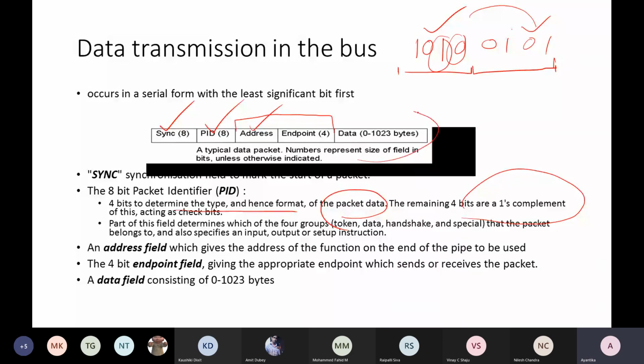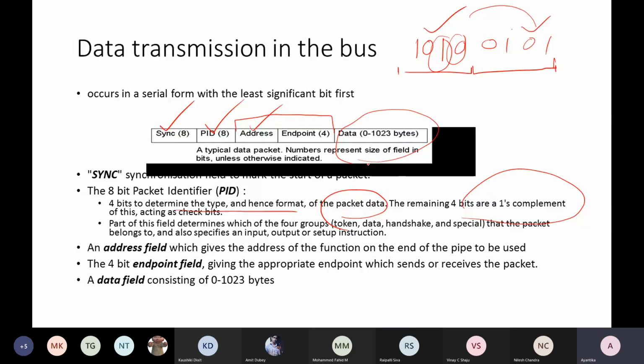And this is the data part. Data, of course, has a specified byte limit in the USB protocol: this is the maximum amount of data you can send in one packet.